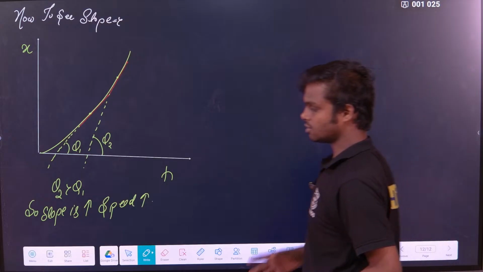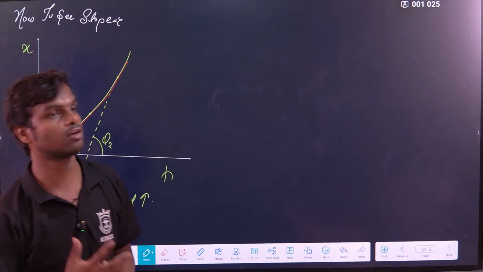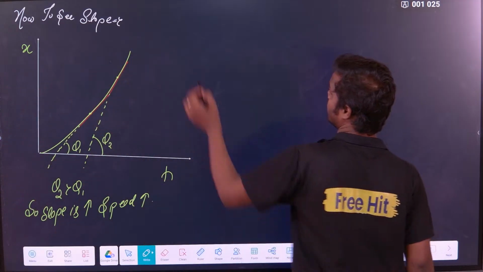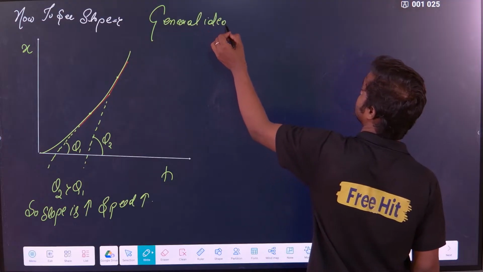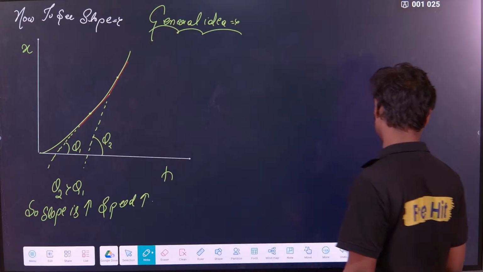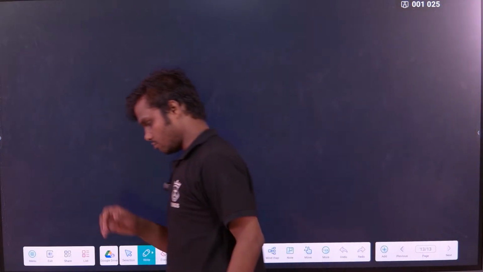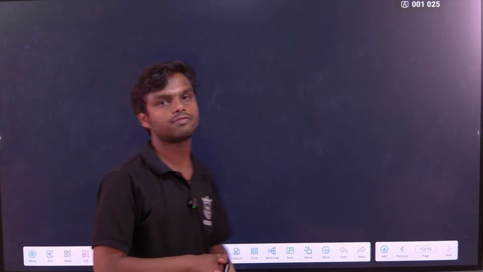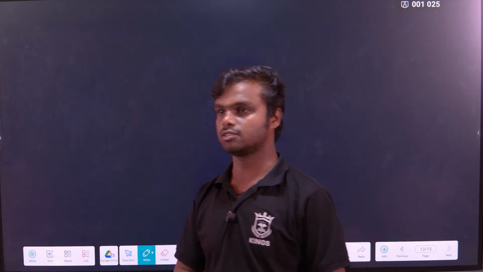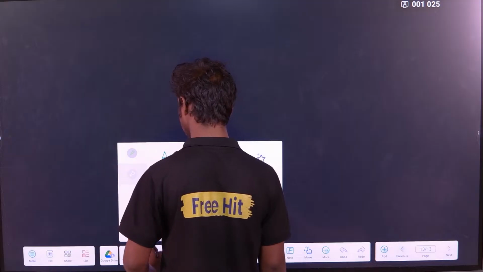This is a general concept. This is not a new thing. It's a general idea to analyze the motion. This is not some topic. It's a general idea for you of how to analyze things. So I hope you understand how to see. And don't be afraid. We will do a lot of examples on this also, in the practice sessions. So don't think sir is just telling about this. I will do a lot of examples also.